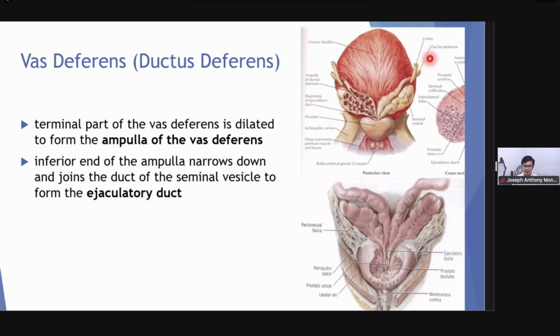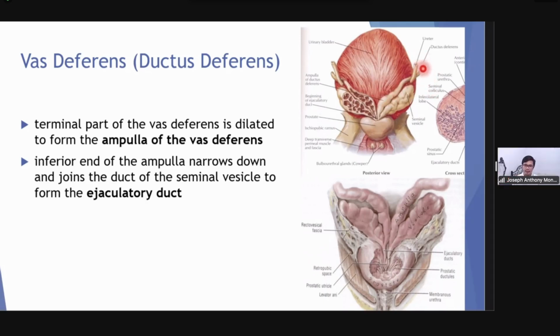Your ductus deferens or your vas deferens crosses your ureter at the level of what? Just a review. It crosses the ureter at the level of what? Anyone can answer? Ischial spine po. Okay, ischial spine. Very good. So take note of that.